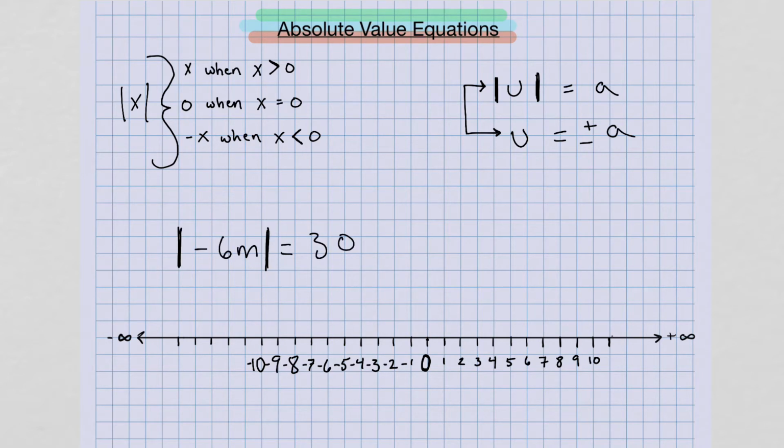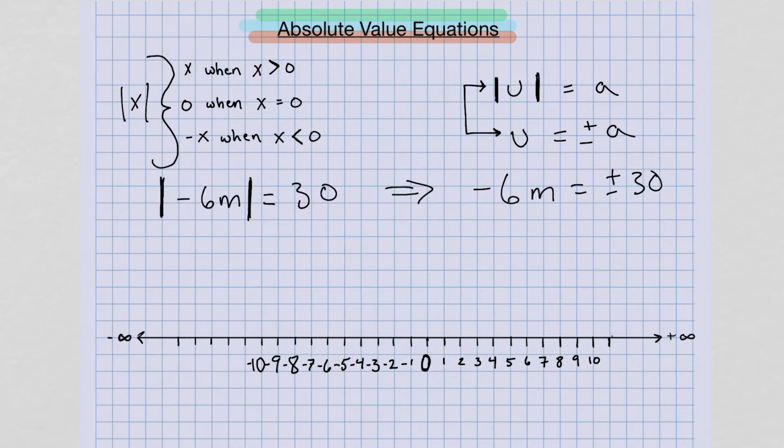All right, working with our first problem here. The absolute value of negative 6m equals 30. We're going to use our first set of rules here. When I take this absolute value sign down, this becomes negative 6m equals plus or minus 30. So that means that negative 6m equals positive 30, or negative 6m equals negative 30.